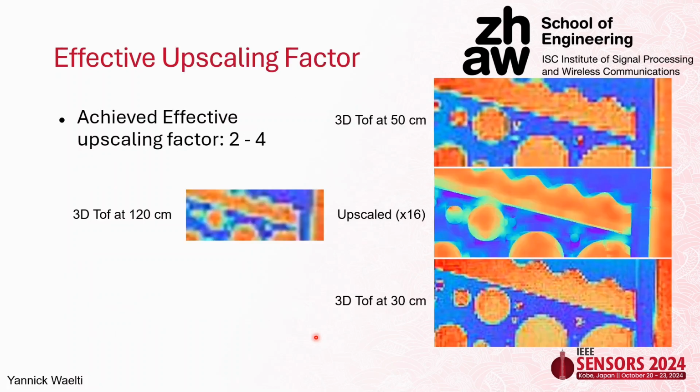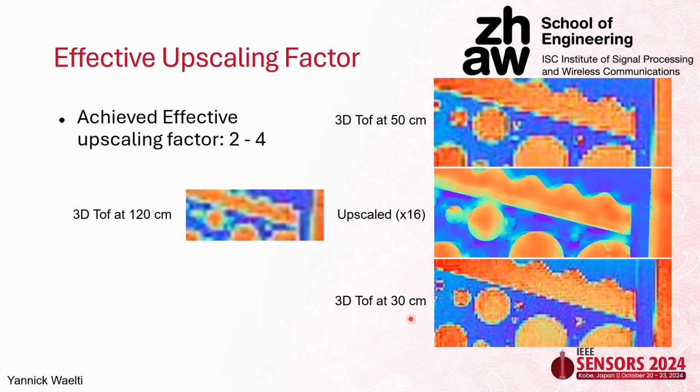Another measure we used was an effective upscaling factor, which is supposed to measure how much further away a robot could be from an object and still see the object more clearly. Here we have the 3D TOF depth map at 120 centimeters, and if we upscale that by a factor of 16, the perceived quality is almost the same as at 50 centimeters or at 30 centimeters, or it lies in between those two images.